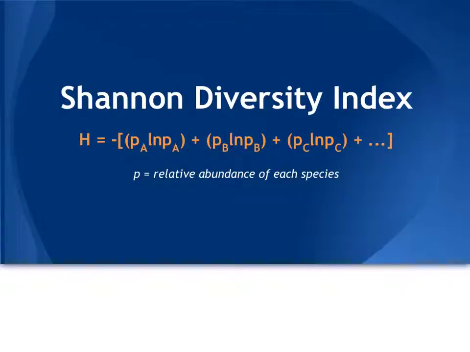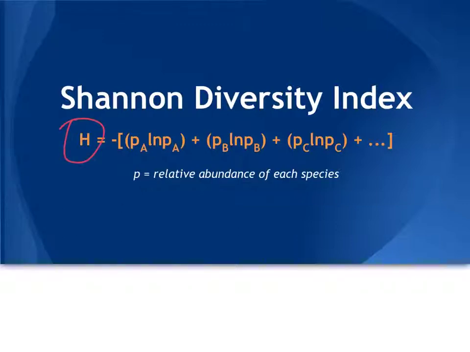The Shannon Diversity Index is simply a tool that we can use to measure a community's diversity. It is an equation that creates some kind of number. The bigger the number, the more diverse the community is, and the lower the number, the less diverse the community is. We represent that index with an H.